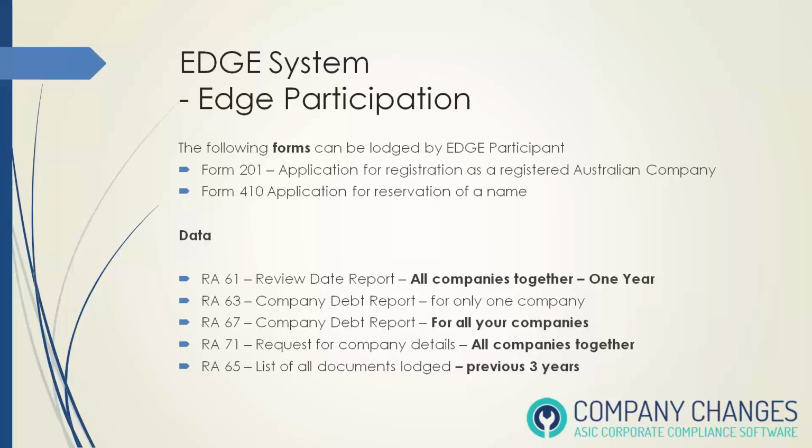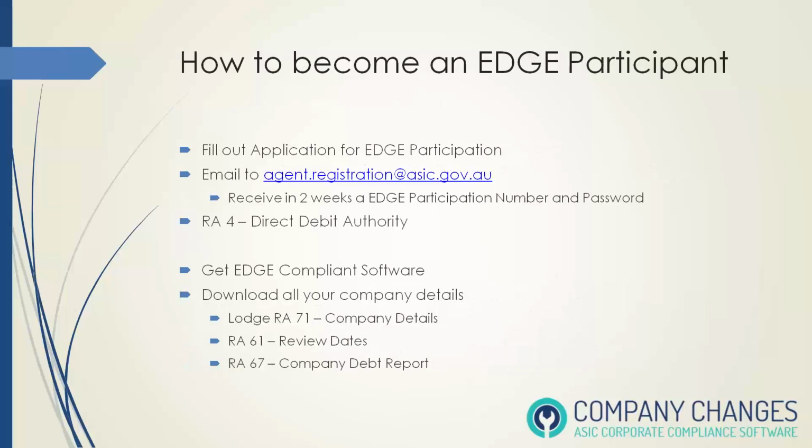Now, you can also lodge a form called RA65. That form actually allows you to download all the forms which are lodged in the previous 3 years by the company. Now, how to become an Edge participant? The form is with you. You can download that form, and you will fill up that form, and we can assist you if you want to join Company Changes to fill up that form.